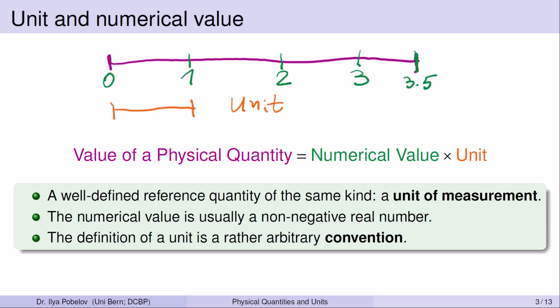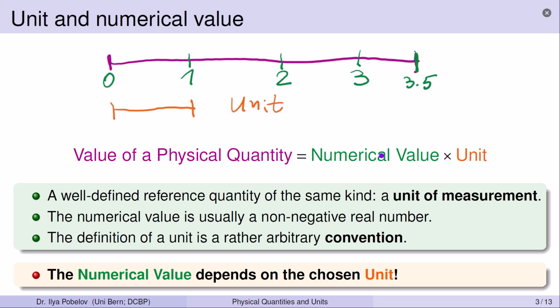And now, a very crucial point to remember. The numerical value that we get during a measurement depends on the chosen unit. The value of a specific physical quantity is an intrinsic natural property of an object or a system. However, the unit and the numerical value are not natural properties, but tools that we use to describe the value of a physical quantity.